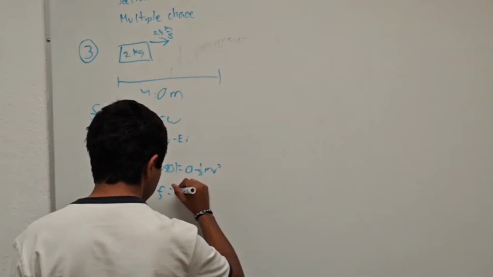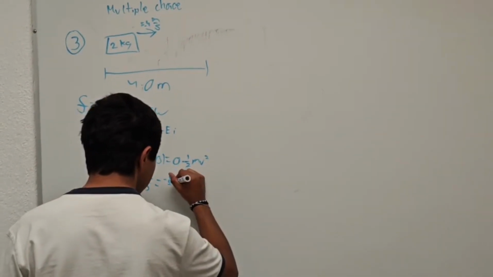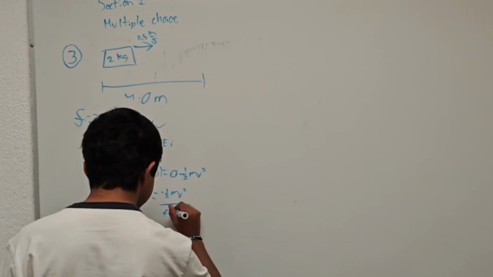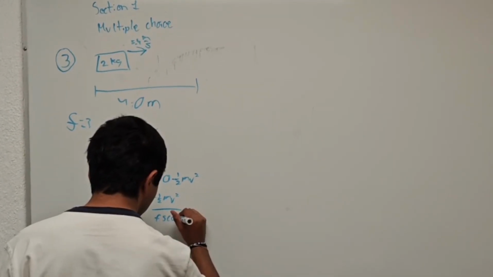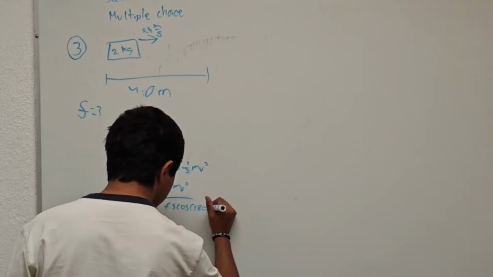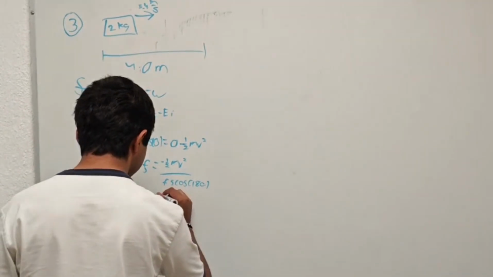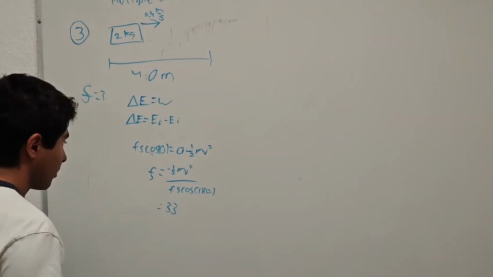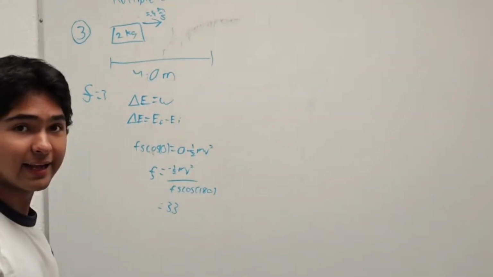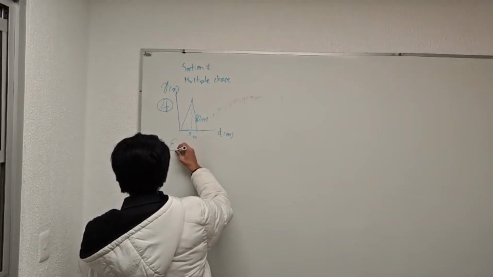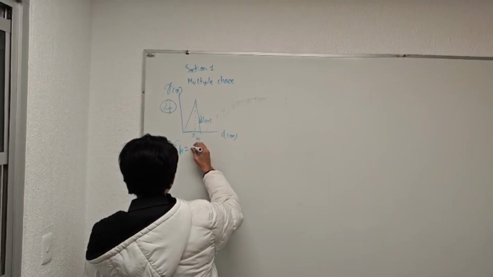This energy should give us 33 by substituting all the data that we have, because 1/2 times the mass times velocity squared over 4 cosine is 1.80. To get the final kinetic energy of the object after 50 meters.